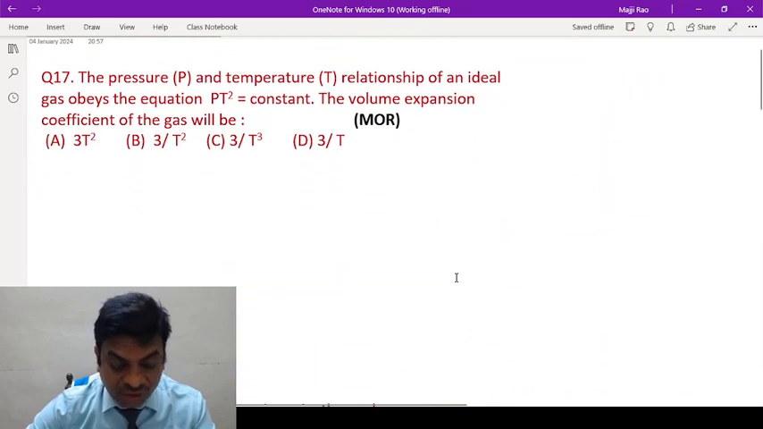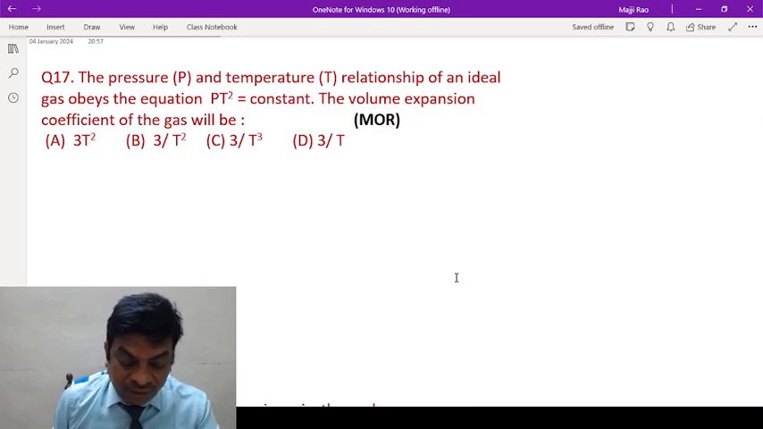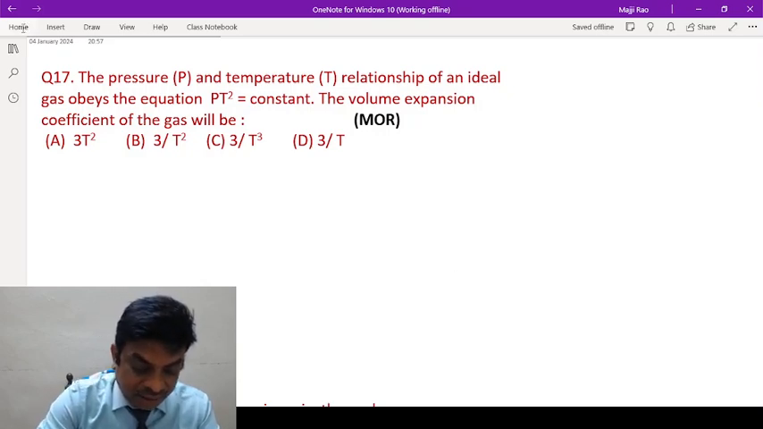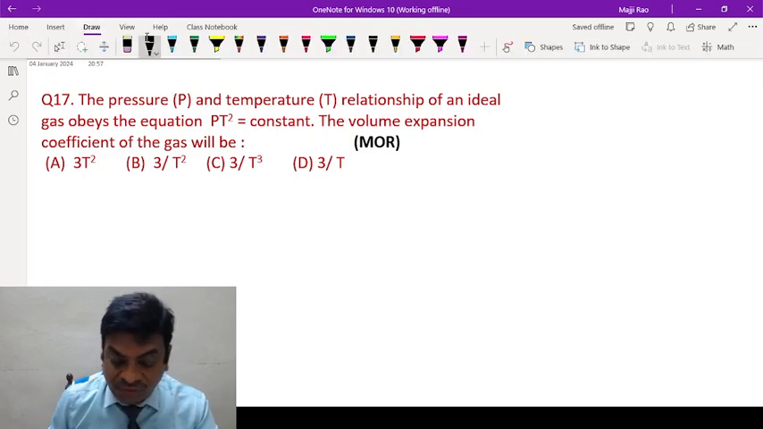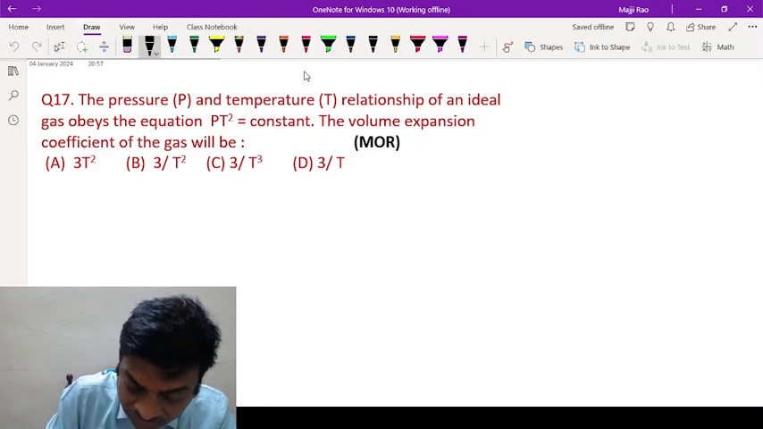So here comes the first question. The pressure P and temperature T relationship of an ideal gas obeys the equation PT square equal to constant. The volume expansion coefficient of the gas. Now here students, we have to understand what is the meaning of volume coefficient of gas.